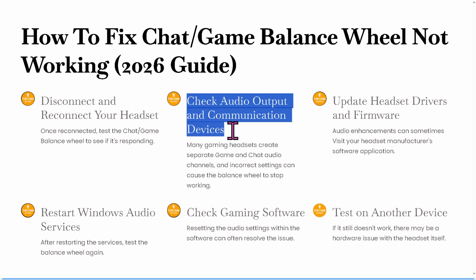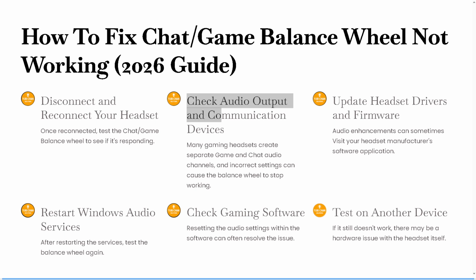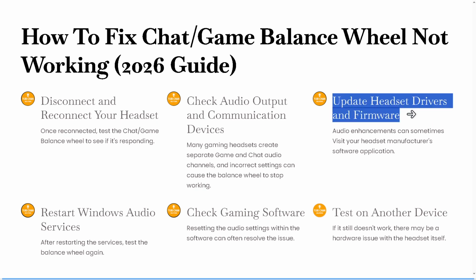And then do not forget to check the audio output and communication device. On Windows, right-click the speaker icon in the taskbar and select Sound Settings. Make sure your gaming headset is selected as the default audio output device. And then after that, click More Sound Settings and verify that both the headset speakers and chat device are configured correctly, because many gaming headsets create separate game and chat audio channels, and incorrect settings can cause the balance wheel to stop working.